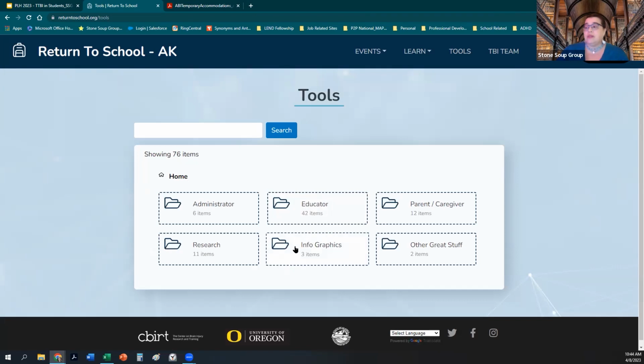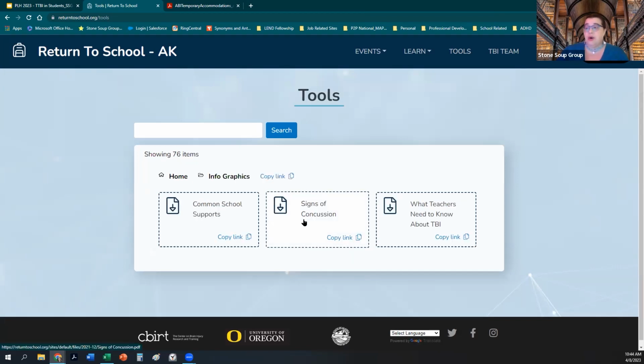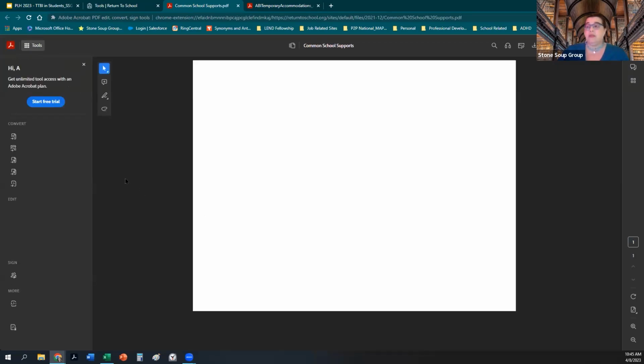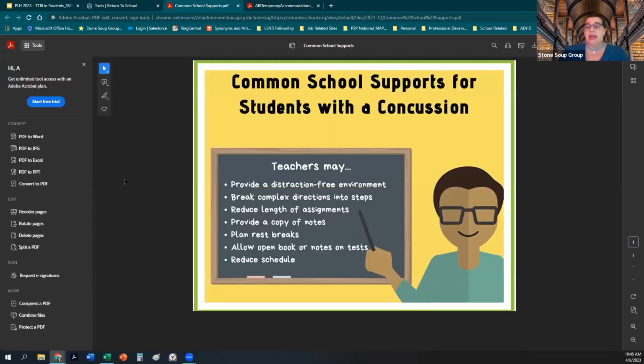Then there are cool infographics, like some common school supports that would be really, really nice for the kiddo. You can literally just hand these to the teachers so they understand what's happening and know how to work with your kiddo.